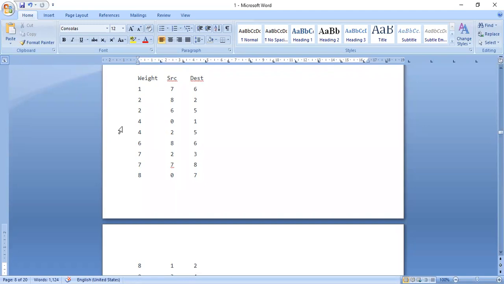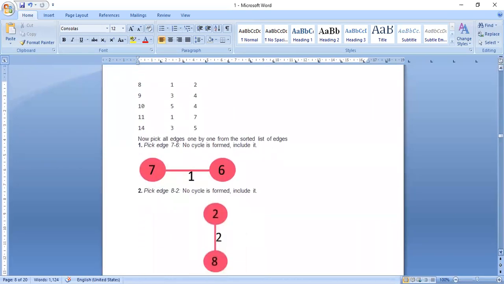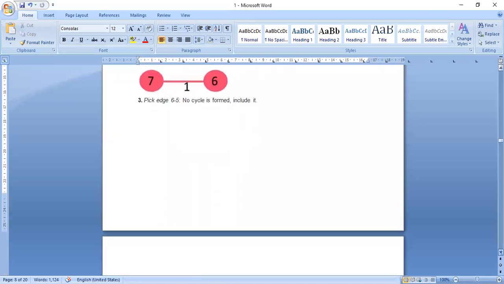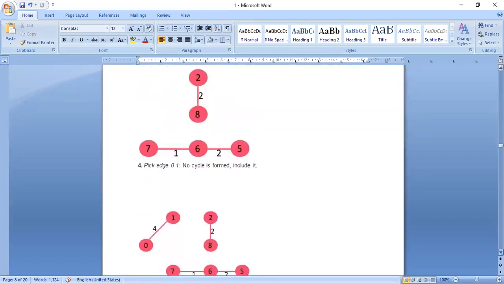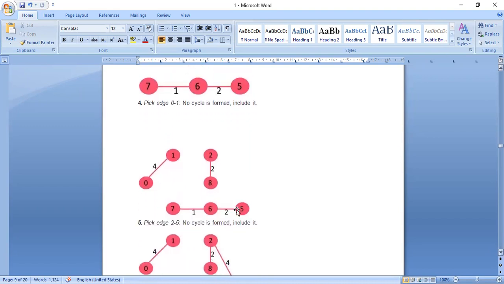Next weighted edge is 4. What is the source and destination? 0 and 1. I will add it to the given graph and see that no cycle is formed. So no cycle is formed. Okay. In the fourth step, I have added 0 to 1 to the given graph.